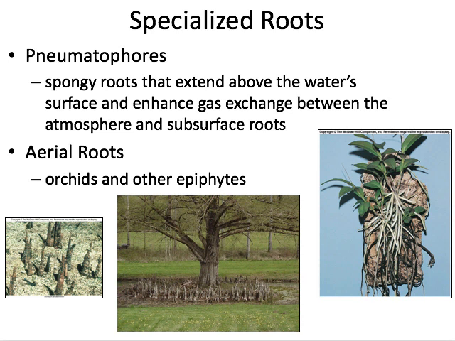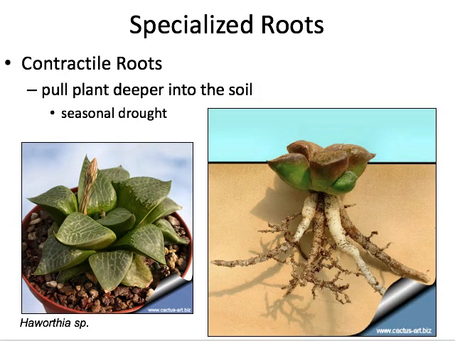Our next specialized root is aerial roots. Many types of orchids and other types of plants that grow on the side of trees use their roots to attach to the side of a tree. Now, the fancy word for an organism that grows on the side of something else is an epiphyte. The root word epi means upon, and phyte means plant. So some types of orchids are epiphytes because they grow on the sides of trees. And it's these aerial roots that allow them to stay attached.